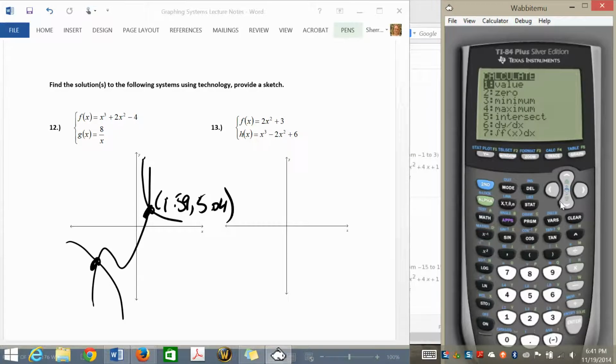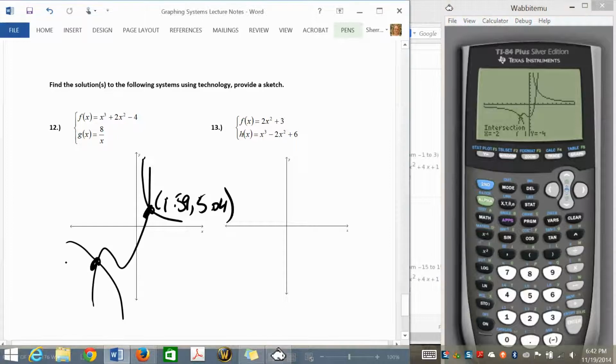Again, do second calc, go down to intersect, choose that value, enter for the first curve, enter for the second curve, and then arrow over. There we go, till we get close to where that is. Hit enter, and here I've got an intersection point that landed really nicely on -2, -4. And so this is the kind of thing that I'm after. Show me that you've sketched the graph on your calculator, give a rough idea of what's going on, and label the pertinent points that we're interested in.